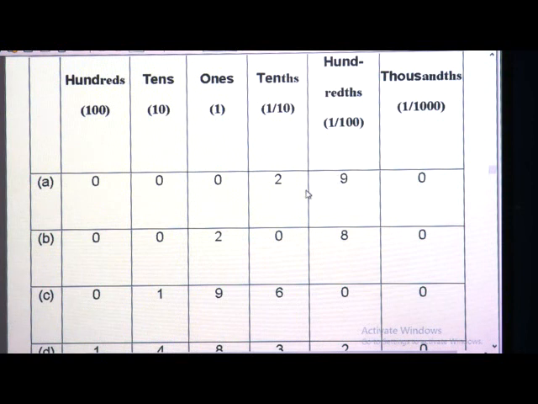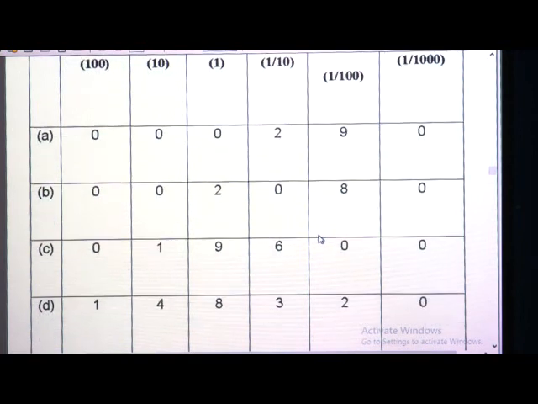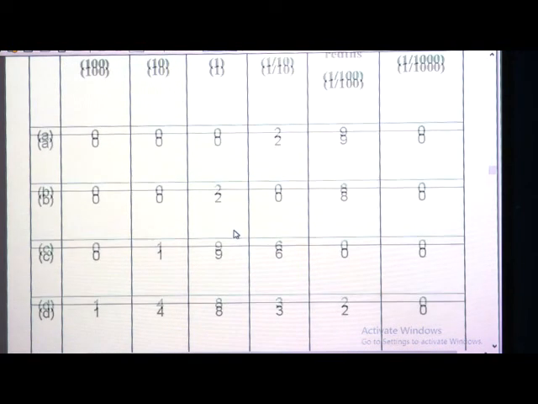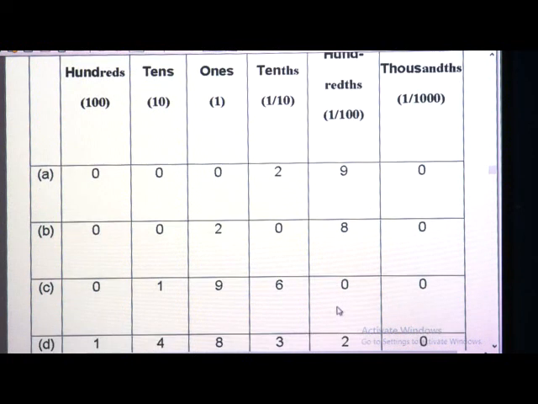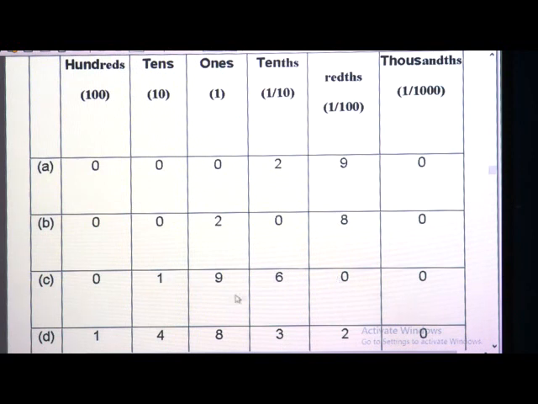So, 0.29. Okay. Next question is 2.08. In the ones place we have 2, in the tenth place we have 0, and in the hundredth place we have 8. It becomes 2.08. Next question, 19.60. In the tens place we have 1, ones place 9, tenth place 6, and hundredth place 0. It becomes 19.60.